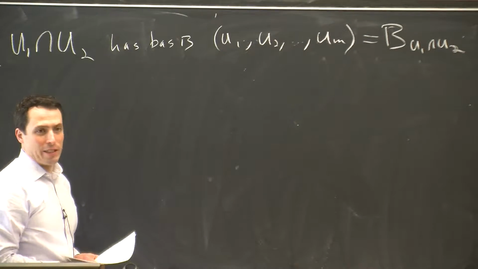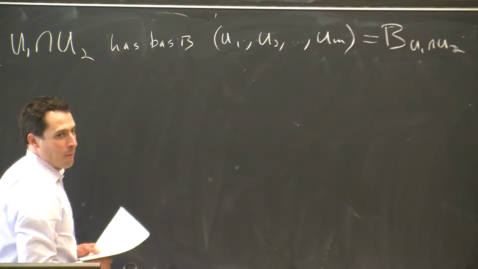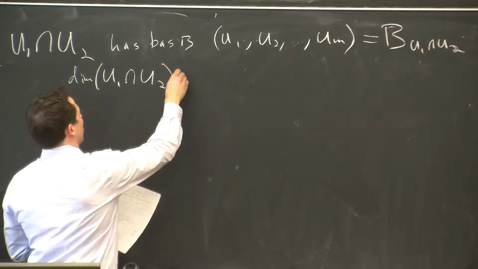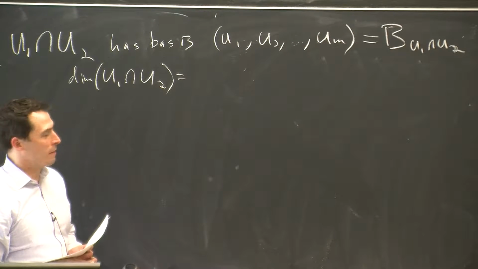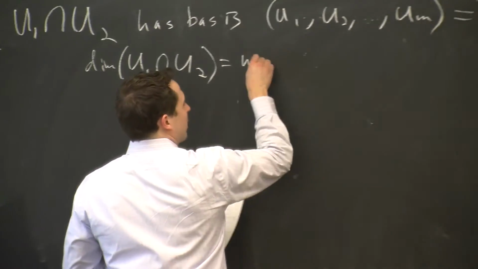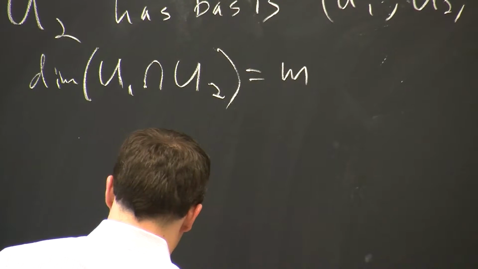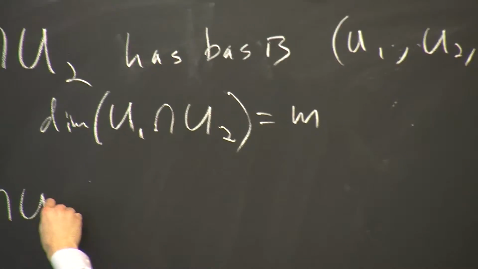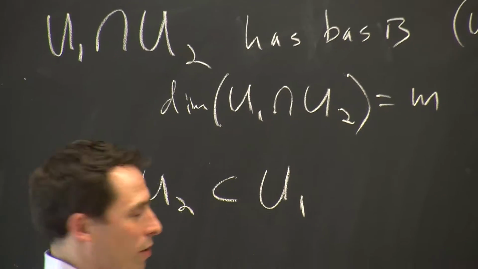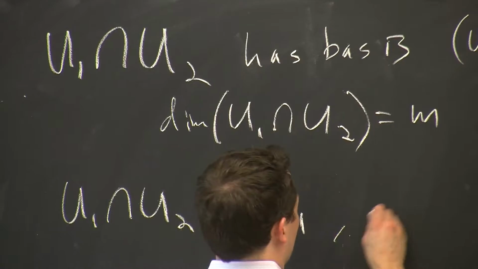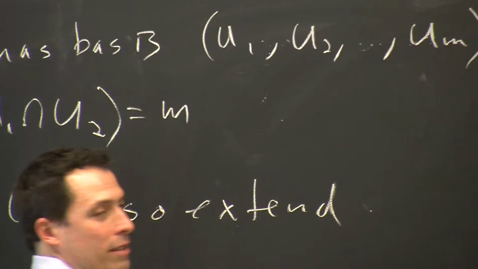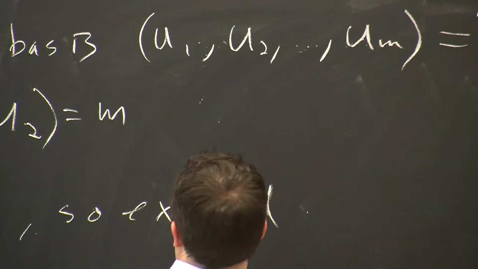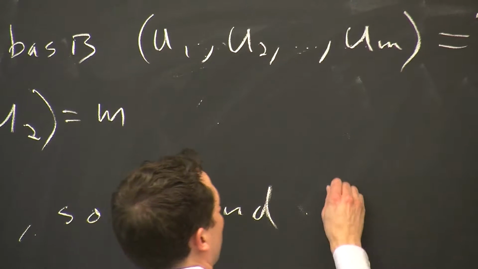So what's the dimension of the intersection? We don't know it as a number, but in terms of the other symbols on the board, what's the dimension? M. The dimension is the length of any basis for the vector space. Okay. So we have this basis, and U1 intersect U2 is a subspace of U1 and a subspace of U2, right? That's what it is by definition. And so by our extend independent result, a basis is a spanning list which is linearly independent. In particular, it's linearly independent, and we can extend it to a basis of this larger space that it is contained within.